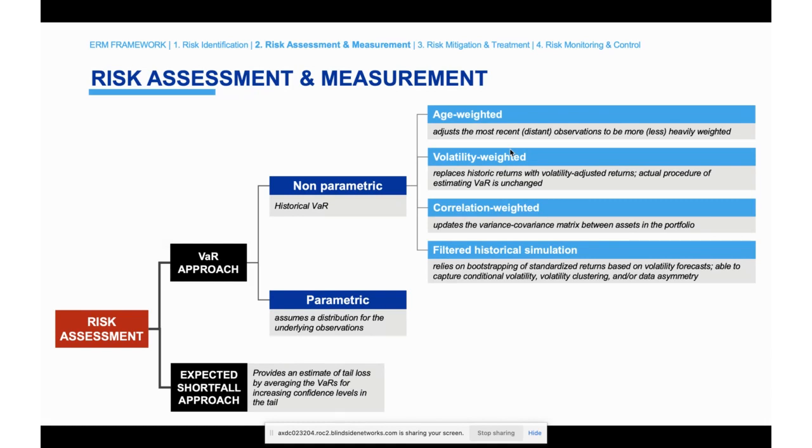For the expected shortfall approach, it will provide an estimate of tail loss by averaging the value at risk for increasing confidence levels in the tail, like you will assess the VAR at 95, 96, 97, 99% VAR, then you will average them, then you will have the amount of expected shortfall. Expected shortfall is mostly used for portfolios with big tail risks, sorry, a big tail distribution of historical data.